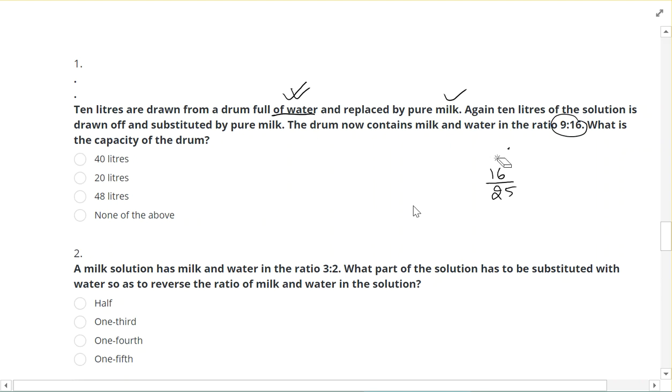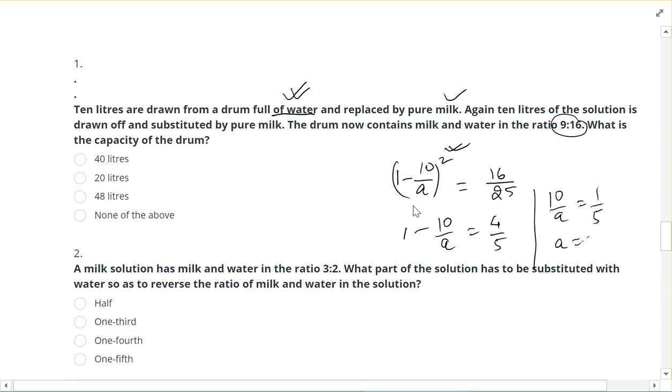Okay, so 1 minus 10 by A, whole square, is equal to this, because the operation is repeated two times. 1 minus 10 by A whole square is 16 upon 25. Taking root, 1 minus 10 by A will be equal to 4 by 5. So 10 by A will be equal to 1 by 5. So A is equal to 50. Hence none of the above.